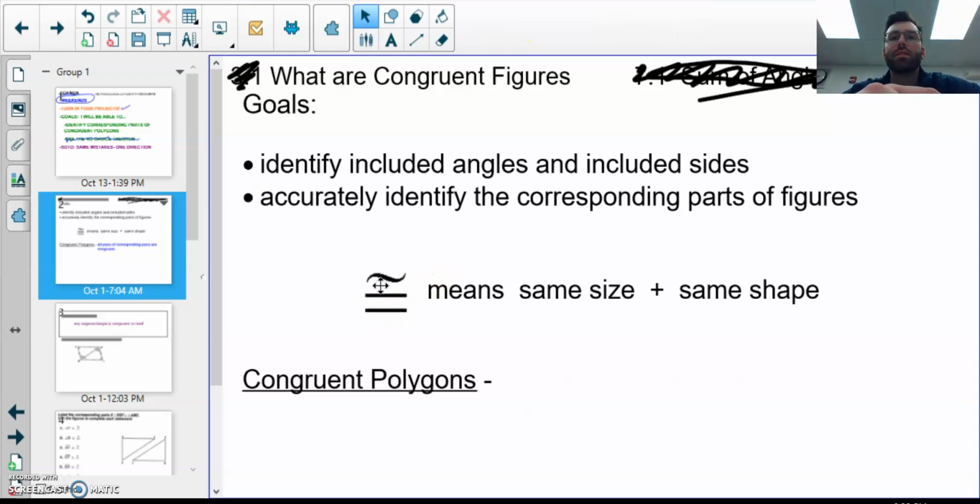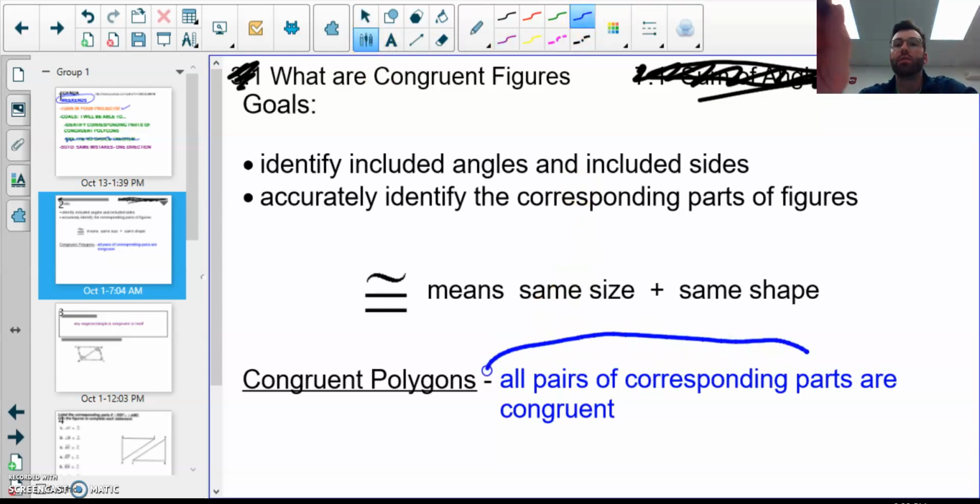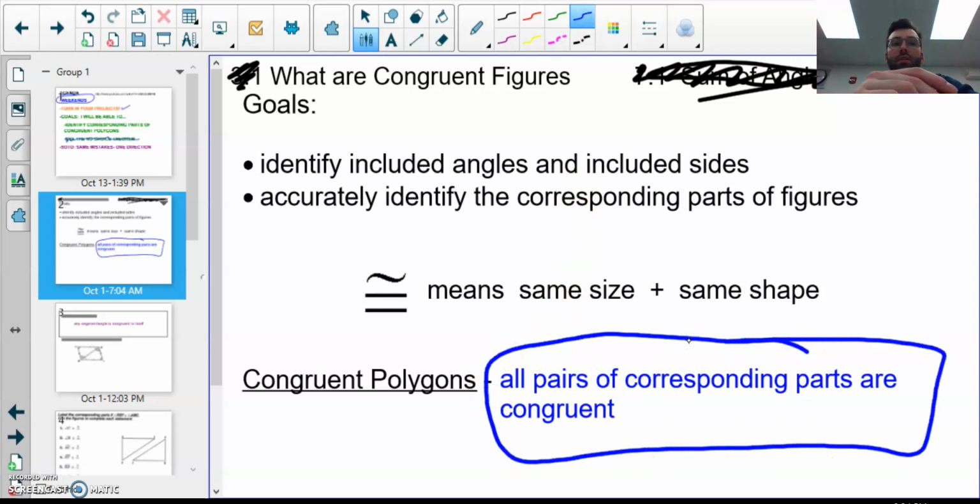So, remember, congruent means same size and same shape. In order for two polygons to be congruent, they must be the same shape, obviously. A triangle cannot be congruent to a square because they're not the same polygon. For congruent polygons, all pairs of corresponding parts are going to be congruent. We're going to talk about that in a minute, but this is a very important idea for today. The corresponding parts of every triangle or whatever polygon are congruent. If those two polygons are the same, that means their angles are the same, and their side lengths are the same as well.